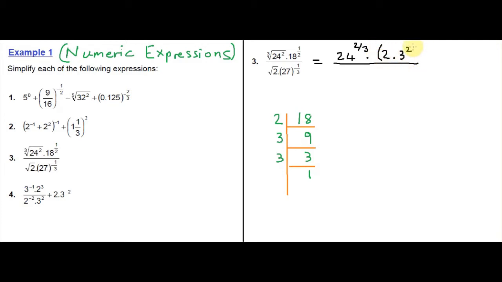And this is all to the power of a half. We can get rid of the surd here, so it's 2 to the half. And then we can find prime factors of 27 in the same way as we did over here. So that's going to be 3 cubed, and it's all to the power of negative a third. We can now also find the prime factors of 24.